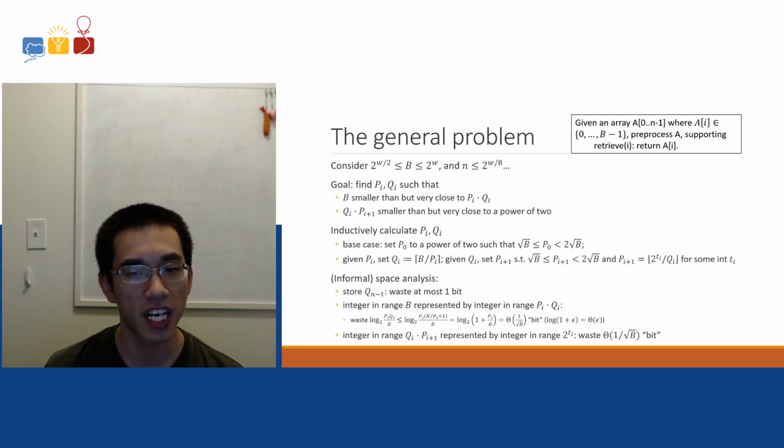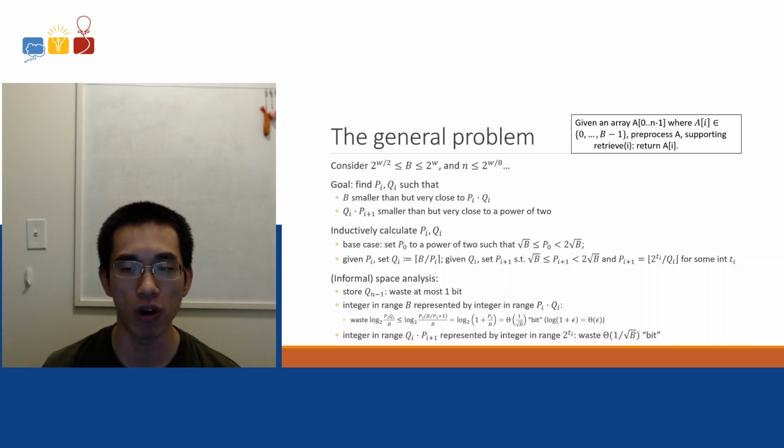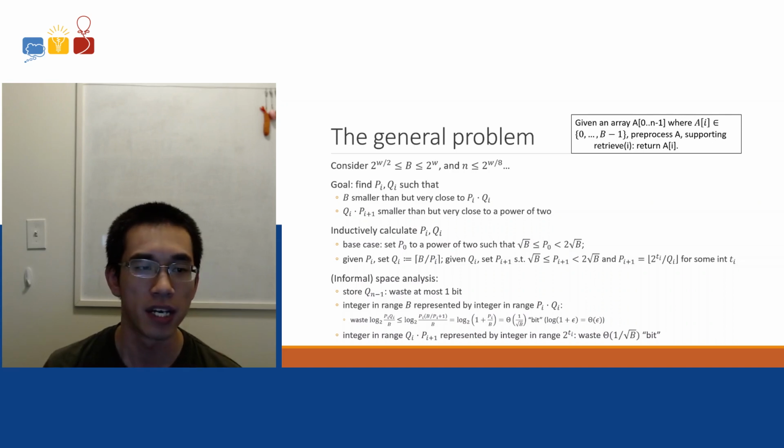To see how much space it actually uses, we can write down a formal analysis by writing down the space, simplifying the equations, and obtaining the final bound. But let me not do this on the slides because this is going to be very technical. Instead, let me just show you informally why this data structure is going to use good space by setting pi and qi in this way. And what I'm going to say can be made formal.